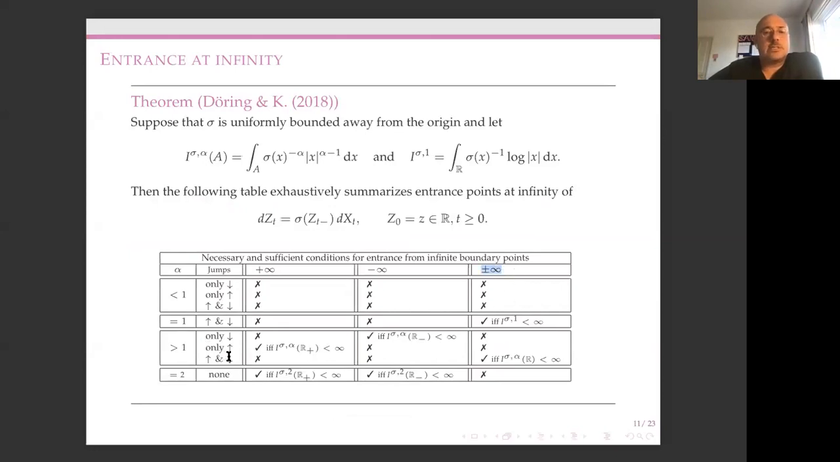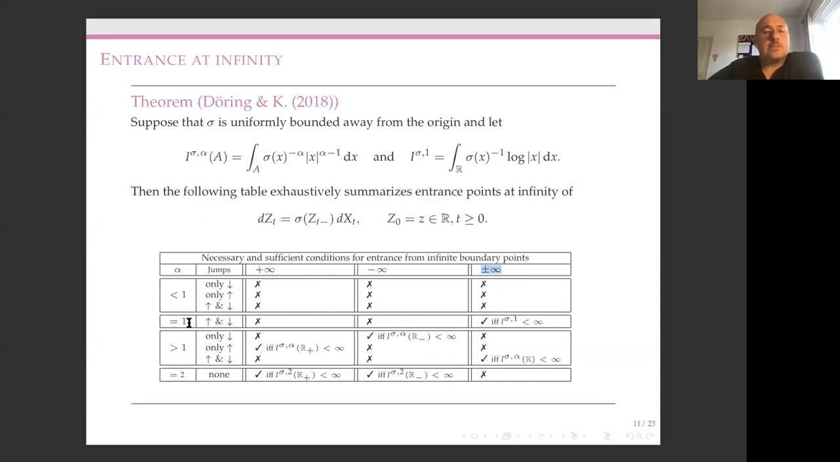I'm going to restrict myself to alpha between 1 and 2 as well. But here's the full result that we have for this SDE. So these are all the possible values of alpha here. Here's the Feller case at the very end. This column tells me whether I have only positive jumps or negative jumps or both jumps, up and down. And so we see here that for alpha between 0 and 1, there's nothing doing. I cannot enter from plus infinity. I cannot enter from minus infinity. I cannot enter from plus minus infinity.